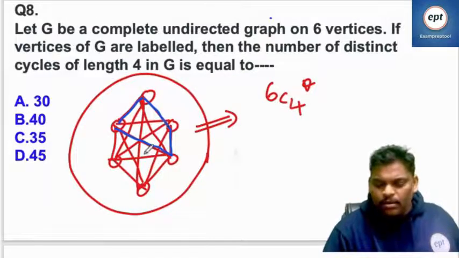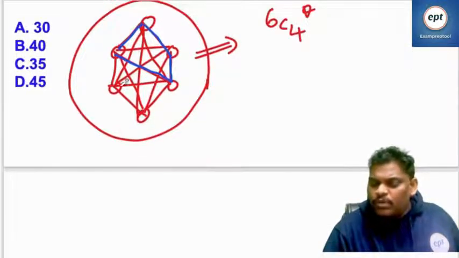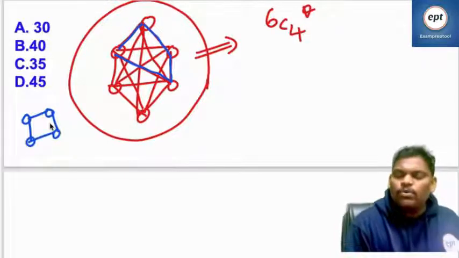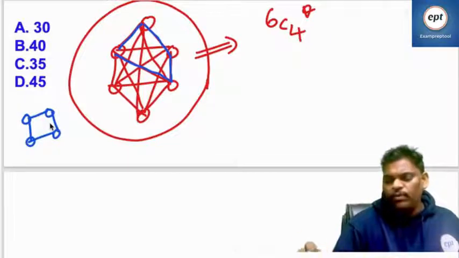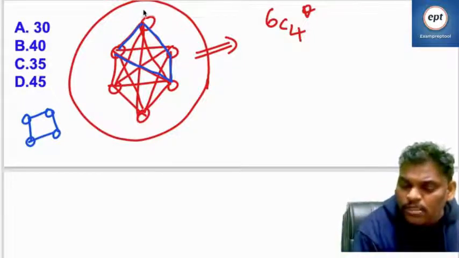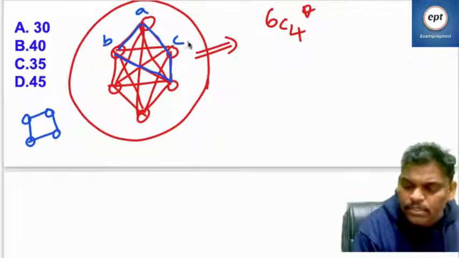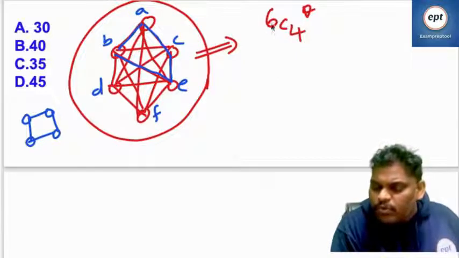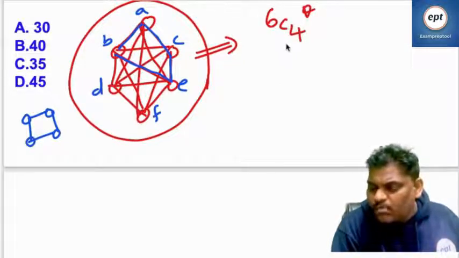Out of 6 vertices, I have to select 4 vertices first, because a 4 length cycle lies between 4 vertices. So 6C4 first. Now between those 4, how many cycles are possible? And the important thing is labels are also there: A, B, C, D, E, F. Out of 6, selecting 4, 6C4 ways are there.